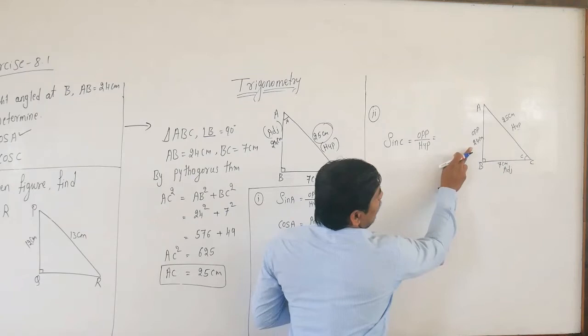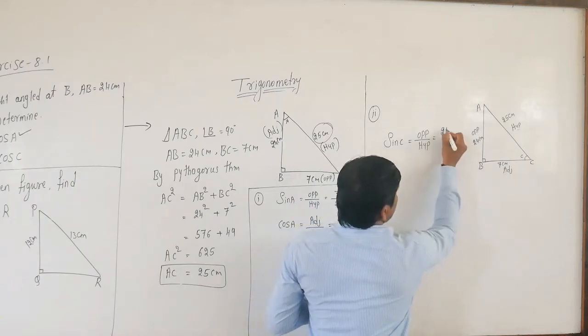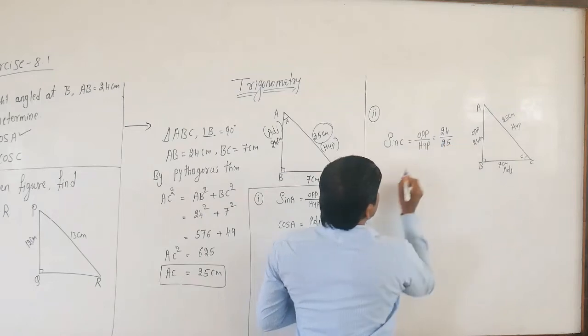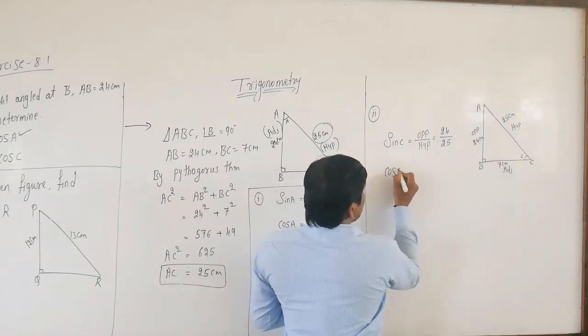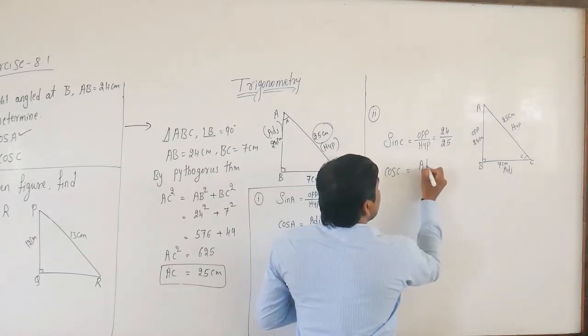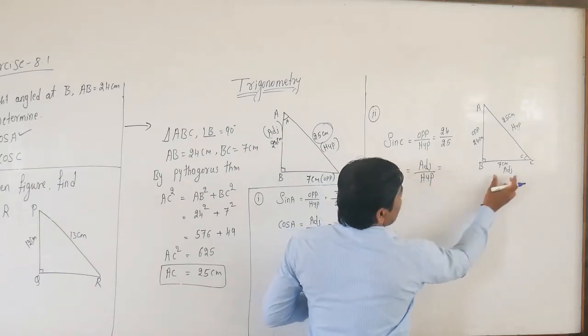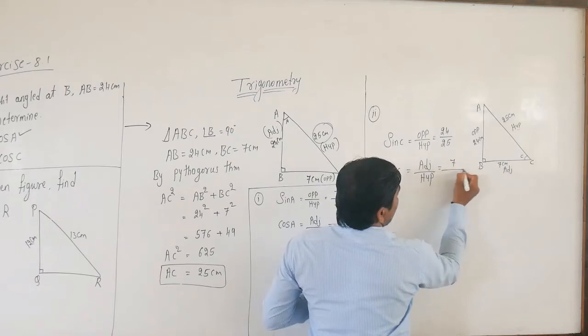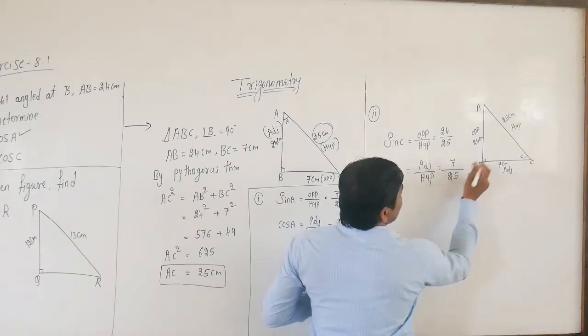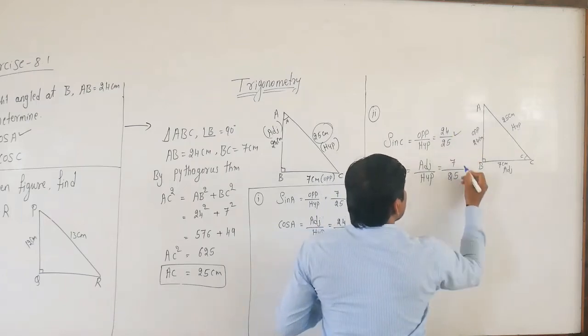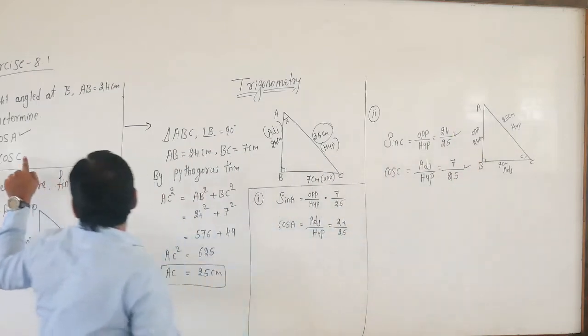In this figure, opposite side is 24. Hypotenuse is 25. And next one is cos of C, adjacent by hypotenuse. Adjacent side value is 7. Hypotenuse value is 25. 7 by 25. These are the results of given problems.